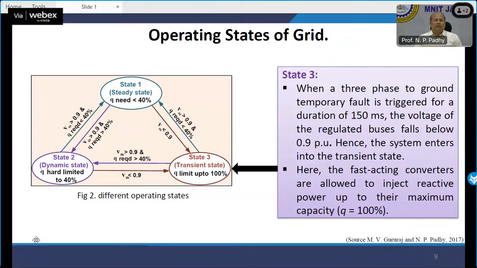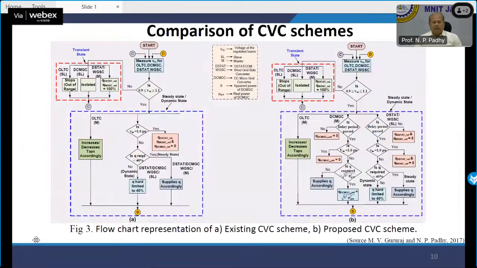So the voltage of the regulated buses falls below 0.9 per unit. In that case, the voltage will fall below 0.9, hence the system enters into the transient state. Here, the fast acting converters are allowed to inject reactive power up to their maximum capacity of Q equal to 100%. They are all engaged to evacuate whatever they have, so that the system will be in a safer mode.